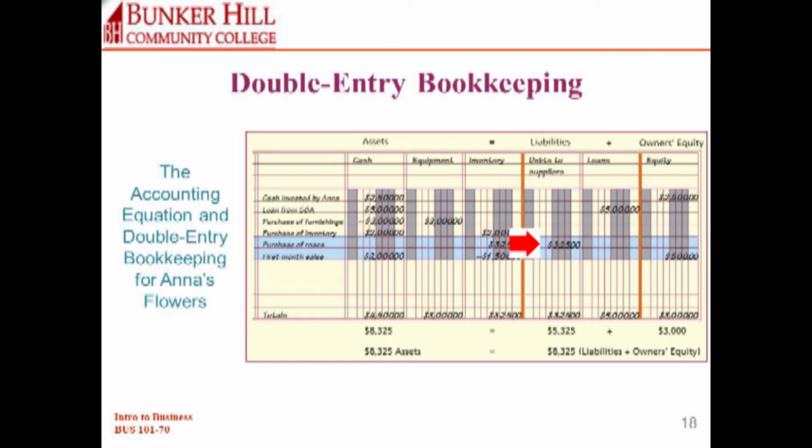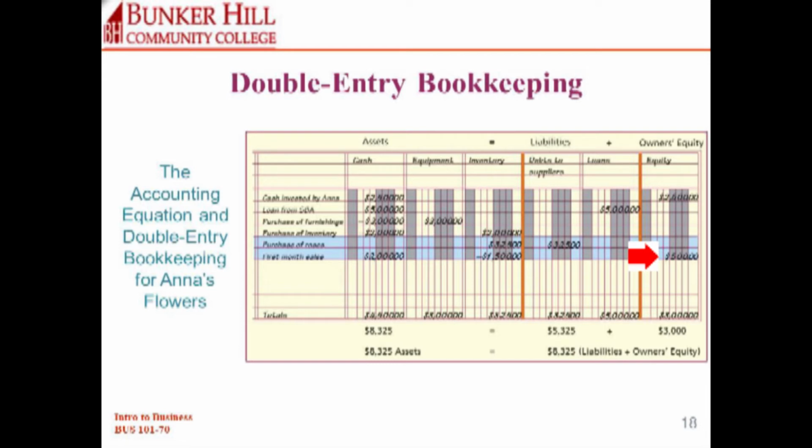Then, here's where she makes some money. She used that money that she brought in herself, plus the money that she borrowed or purchased other things on credit. She sold $2,000 worth of roses with a markup. How much did she lose out of her inventory? $1,500. What's the difference? Well, that's her profit. That's what she gets to keep. So you can see on this one, the first month's sales is $2,000. She lost $1,500 in inventory, and she kept $500 in her pocket.